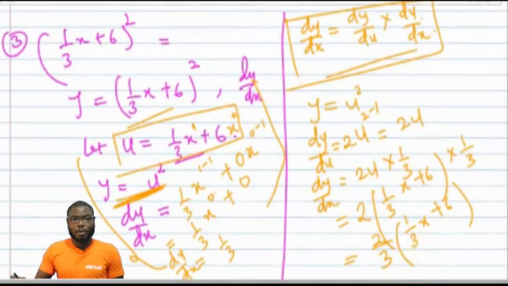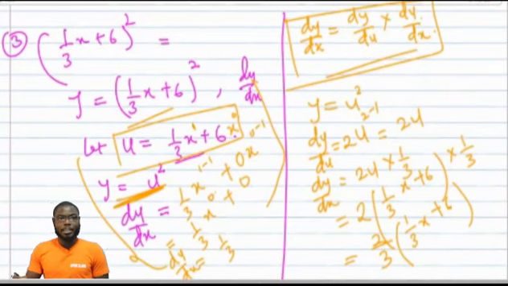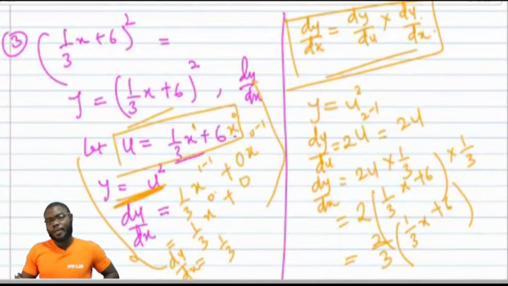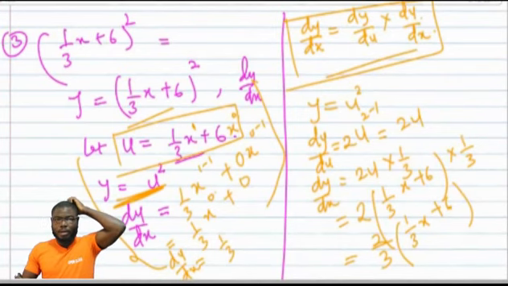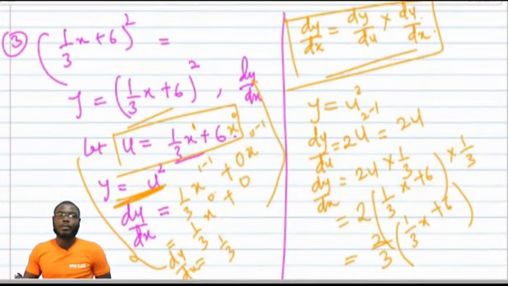If you look at the various options, option A says it's 2 into 1 over 3x plus 6. B says it's 2 over 3 into 1 over 3x plus 6. C says 1 over 3, 2 over 3 into 1 over 3x plus 6 all squared. And D is 1 over 3 into 1 over 3x plus 6 all squared. So your option is B.